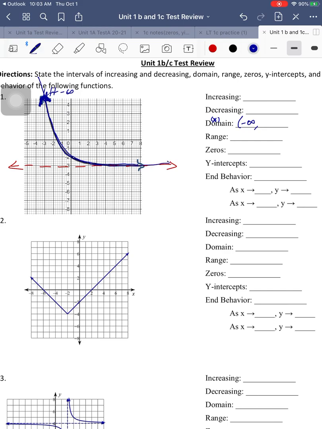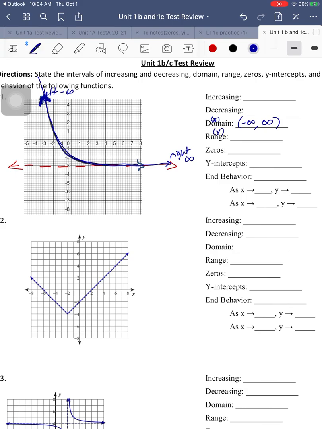And then as we follow the graph, how far right will it go? Well, there's this asymptote. The asymptote's not preventing it from going to the right. It's preventing it from going down further. So this will continue right forever to positive infinity.